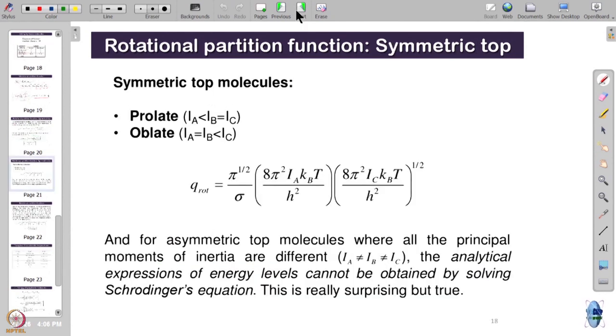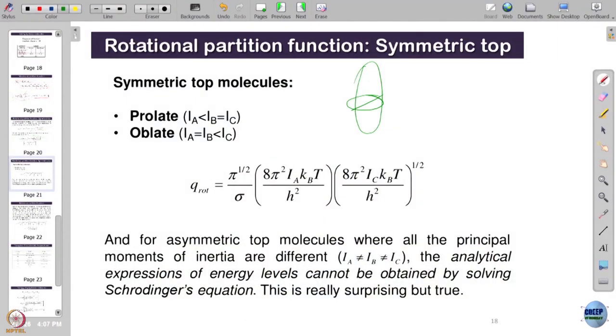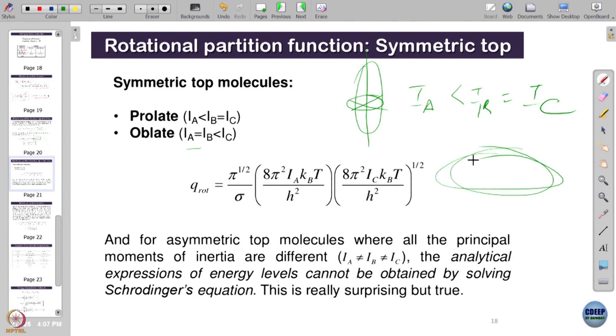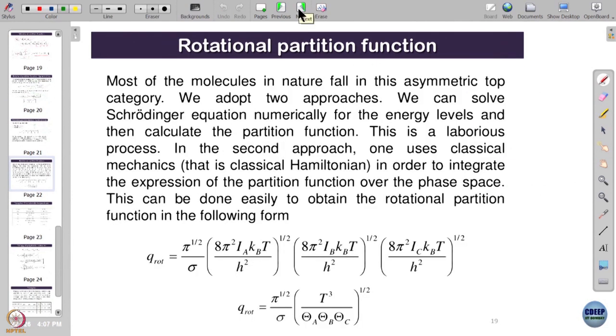Continuing, we now do symmetric top molecules. Symmetric top molecules are the ones where 2 moments of inertia are the same and the third one is different. It can be prolate. If it is prolate, then B and C have the same moment of inertia, and A is different, so IA is less than IB equals IC. Or it can be oblate. In the oblate case, the direction C is different from the other two, A and B. So prolate and oblate are two different things, and in that case we can calculate the partition function using a method similar to this one.